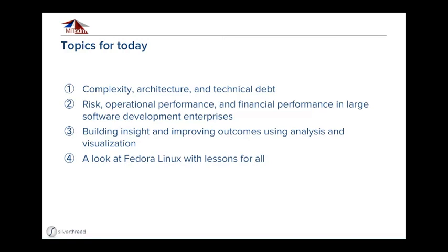We're going to talk about risk and operational performance and financial performance in large development enterprises. And then we're going to try to build some insight and improve outcomes using analysis and visualization. We're going to talk about that, and then we're going to look at the Fedora Linux project as an example, a motivating example, but it'll have lessons for anyone in a large organization, or who might be in a small organization but has to interact with an ecosystem of other software products.